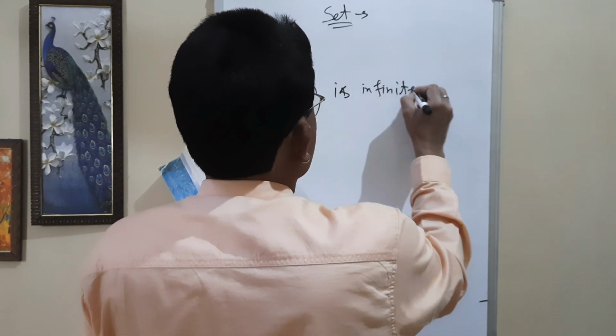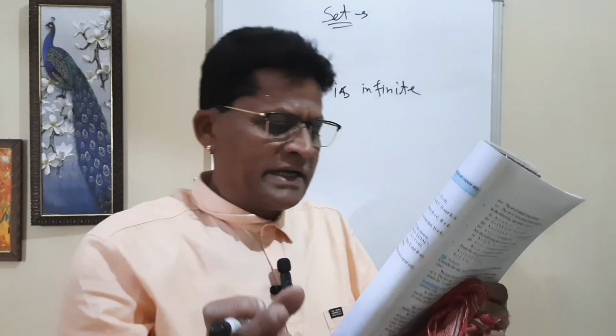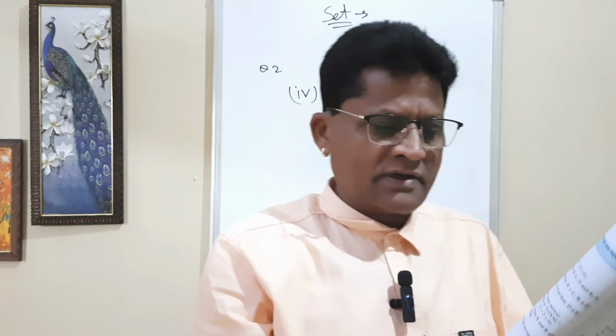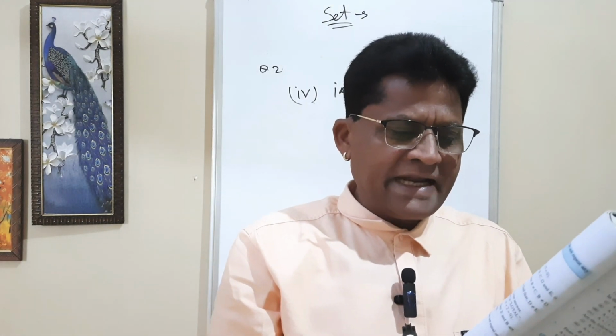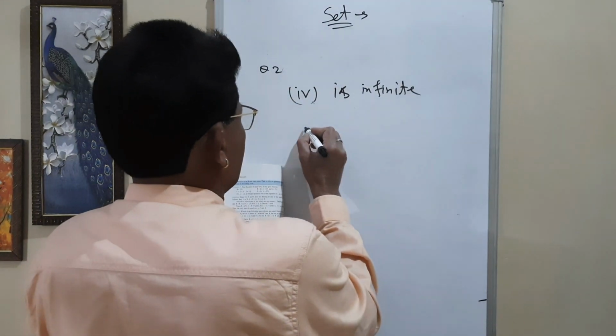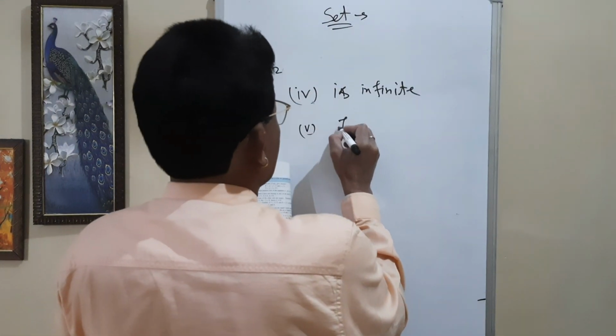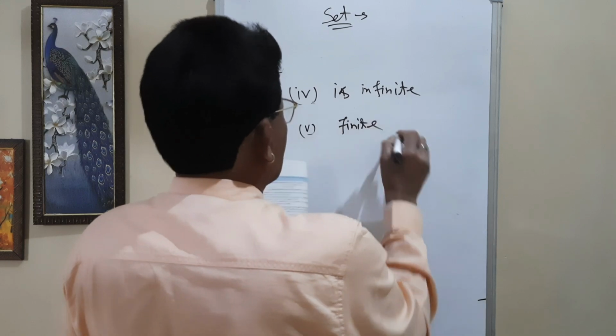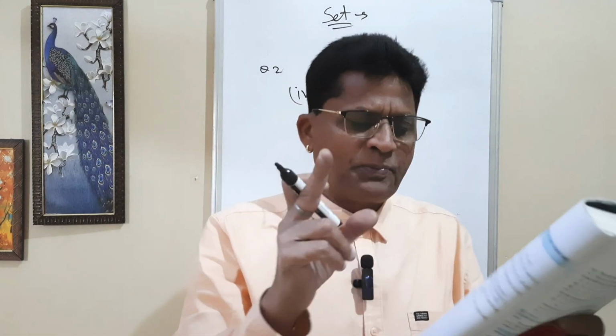Infinite. Fourth part will be infinite. Okay? And you see the fifth part of it. Fifth part, the set of prime numbers less than 99. Yes, it is finite. Fifth part, finite. It is finite because here it is given set of prime numbers less than 99.